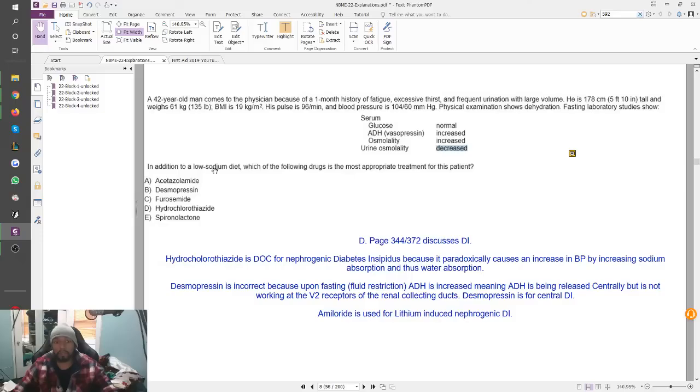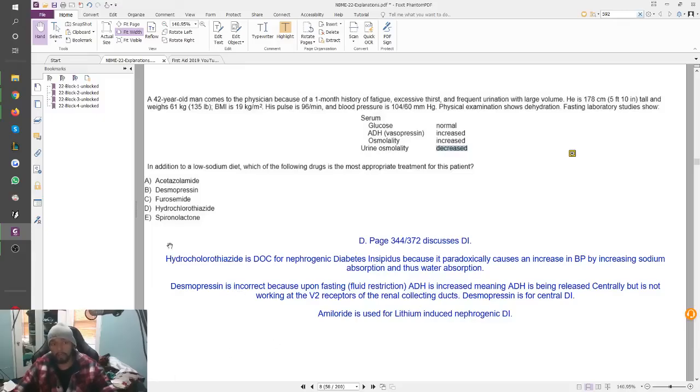In addition to a low sodium diet, which of the following drugs is the most appropriate treatment for this patient? And the answer here was hydrochlorothiazide. Hydrochlorothiazide is the drug of choice for nephrogenic diabetes insipidus because it paradoxically causes an increase in blood pressure by increasing sodium absorption and thus water absorption.